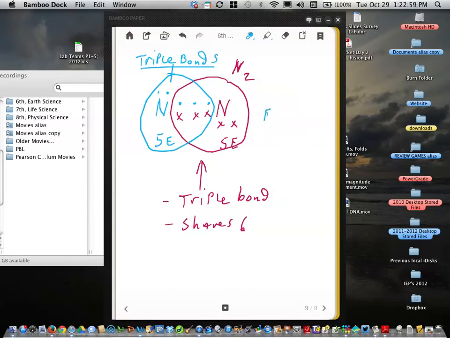So it feels like 8. So it feels like it has a full outer shell of electrons when it's bonded together covalently. This is covalent because it is 2 nonmetals. Okay? Does that make more sense now? Okay.